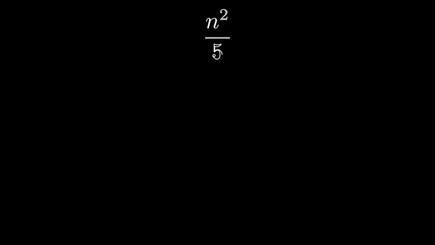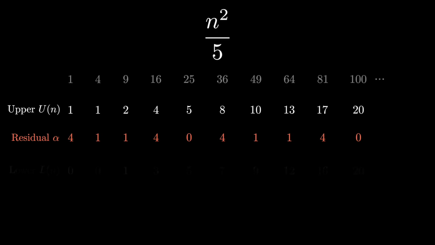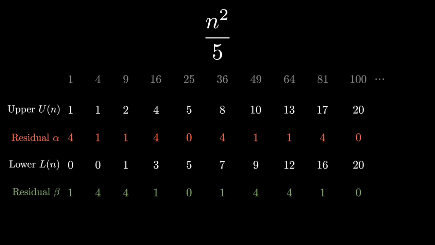So I started dividing n squared by 5, from 1 squared to 20 squared, just to see what patterns might appear. Then I thought, let me remove the decimals completely. I'll take discrete values using floor and ceiling and call the leftover the residual. Positive for the floor, negative for the ceiling. And right there, patterns began to form.